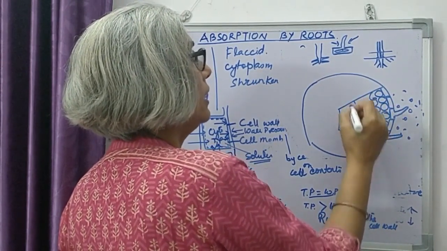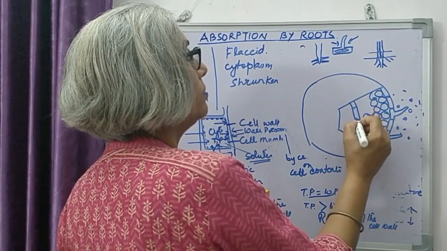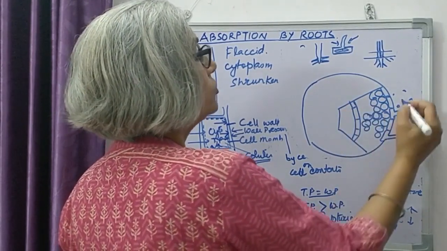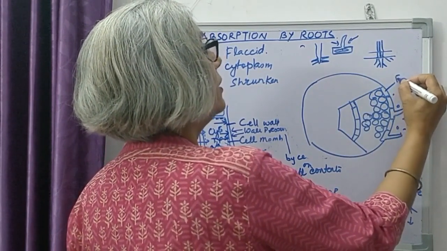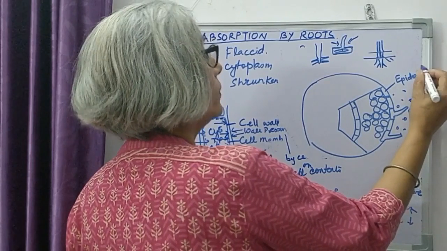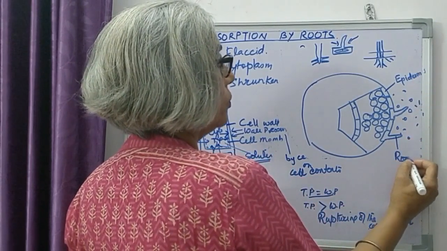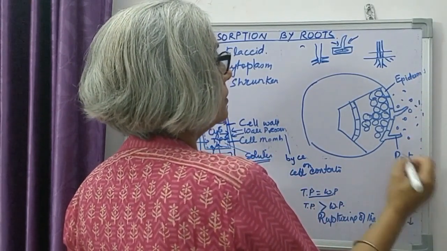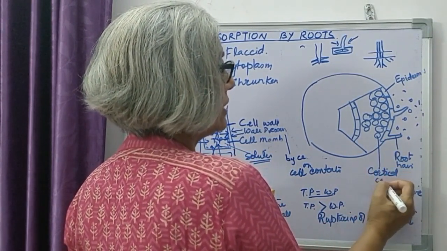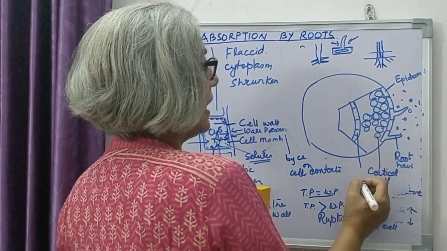Then we have one layer which is called the endodermal cells or the endodermis. So this is epidermis. These are root hairs. These are cells of the cortex. We call them cortical cells. This is endodermis.